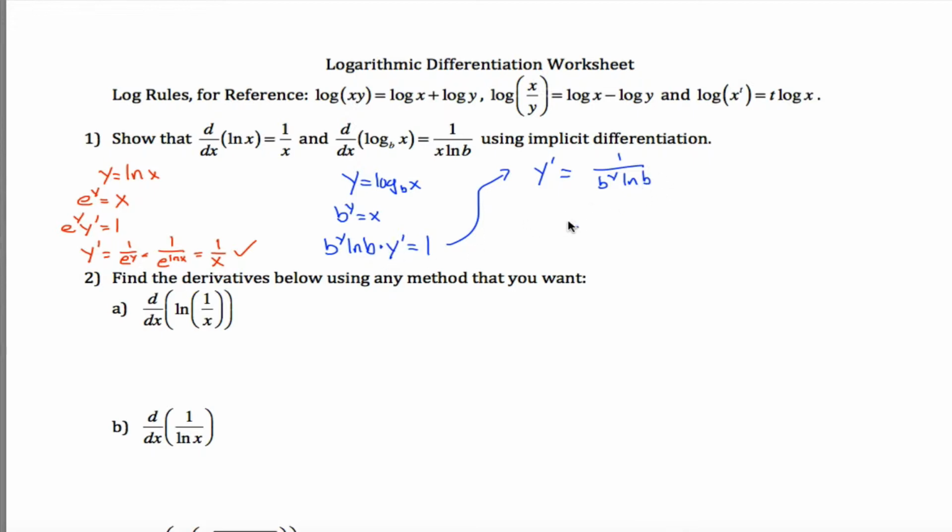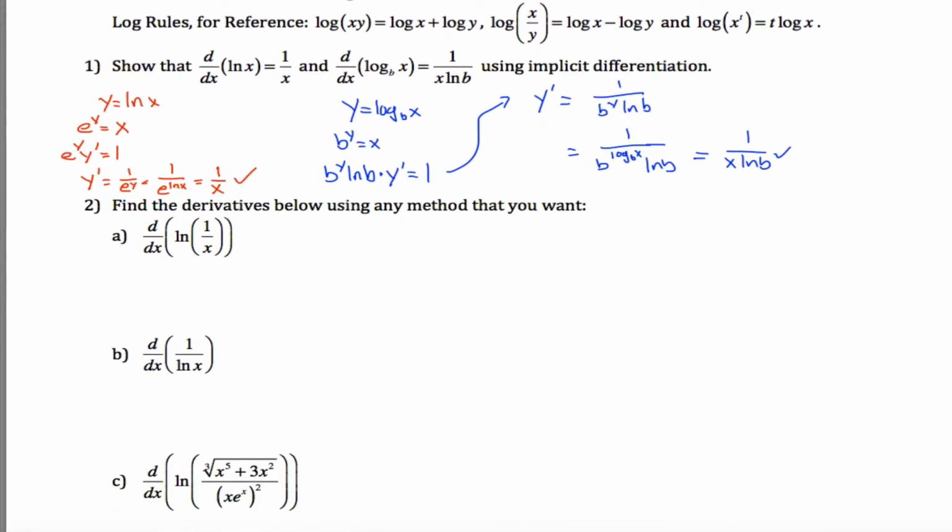But then I'll do the same trick that I did on the other side. y is equal to the log base b of x, so I have b raised up to the log base b of x power times the natural log of b. And b raised up to the log base b of x power is just equal to x. So I get 1 over x times the natural log of b, which is what I was trying to prove. Okay, that's all just proving these two facts. The rest of these problems will kind of use those facts.